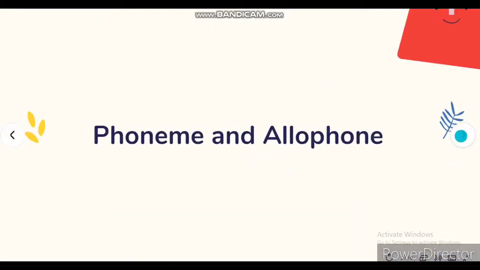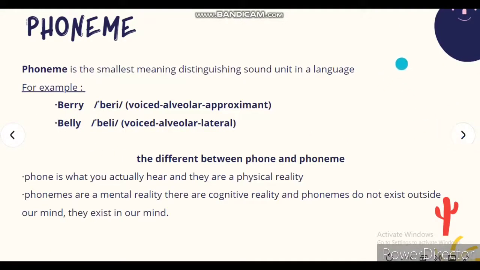First, we have phonemes and allophones. Let's talk about phoneme first. What is a phoneme? A phoneme is the smallest meaning-distinguishing sound unit in a language. Let's take an example. We have berry and belly here. We can see that they differ in just one feature, which is manner of articulation.